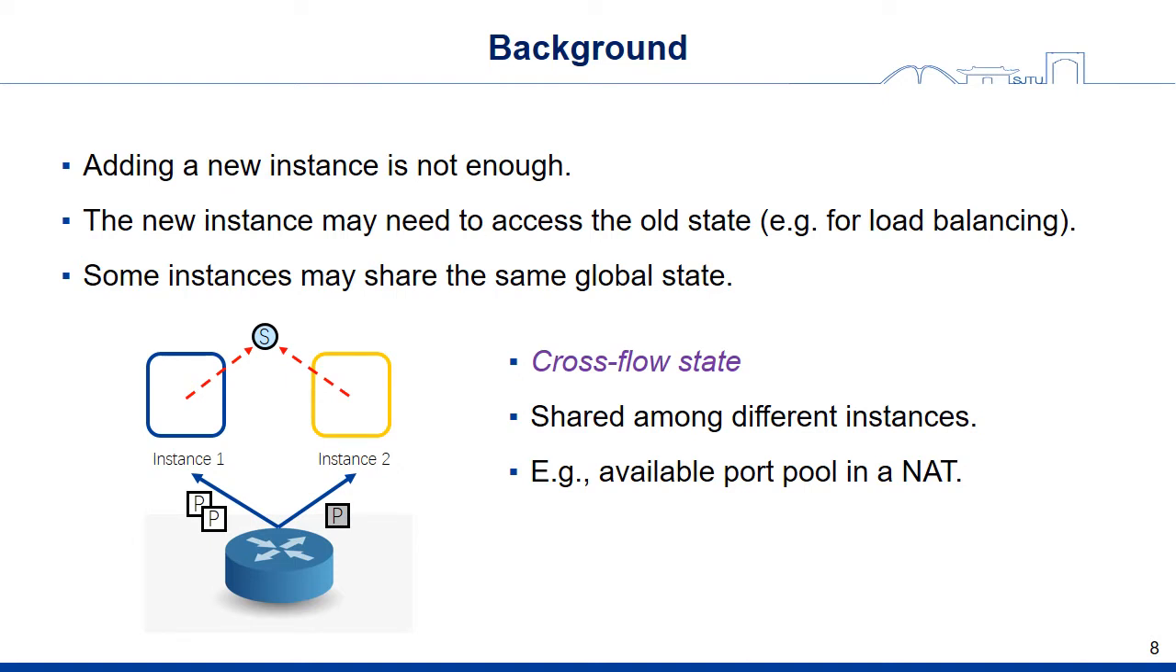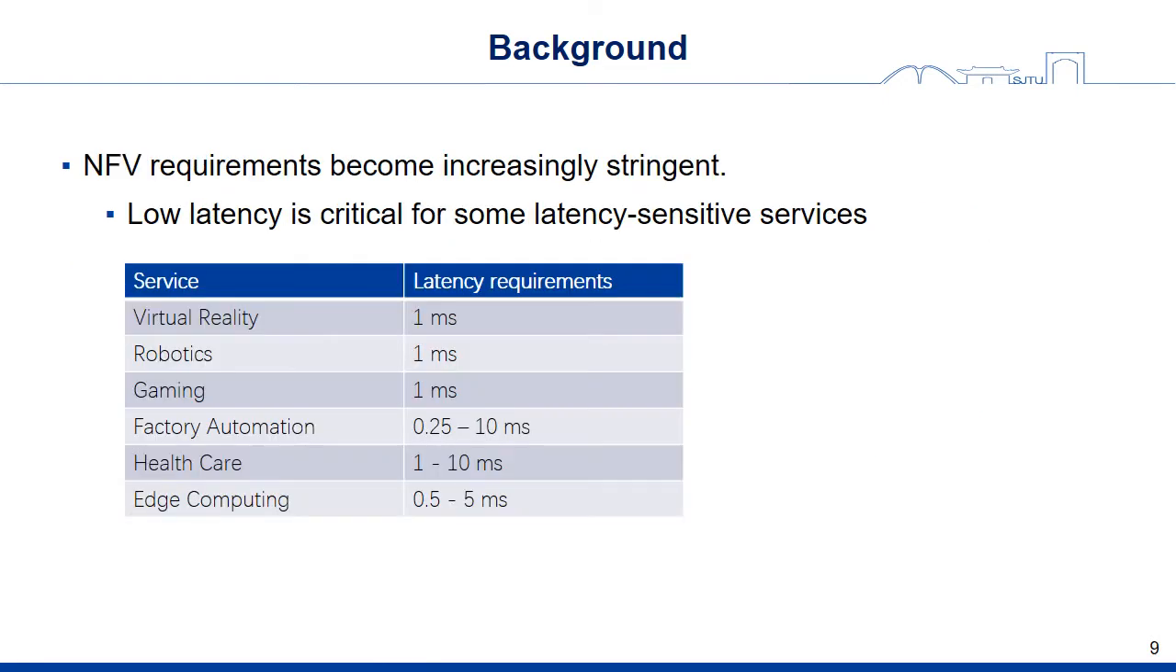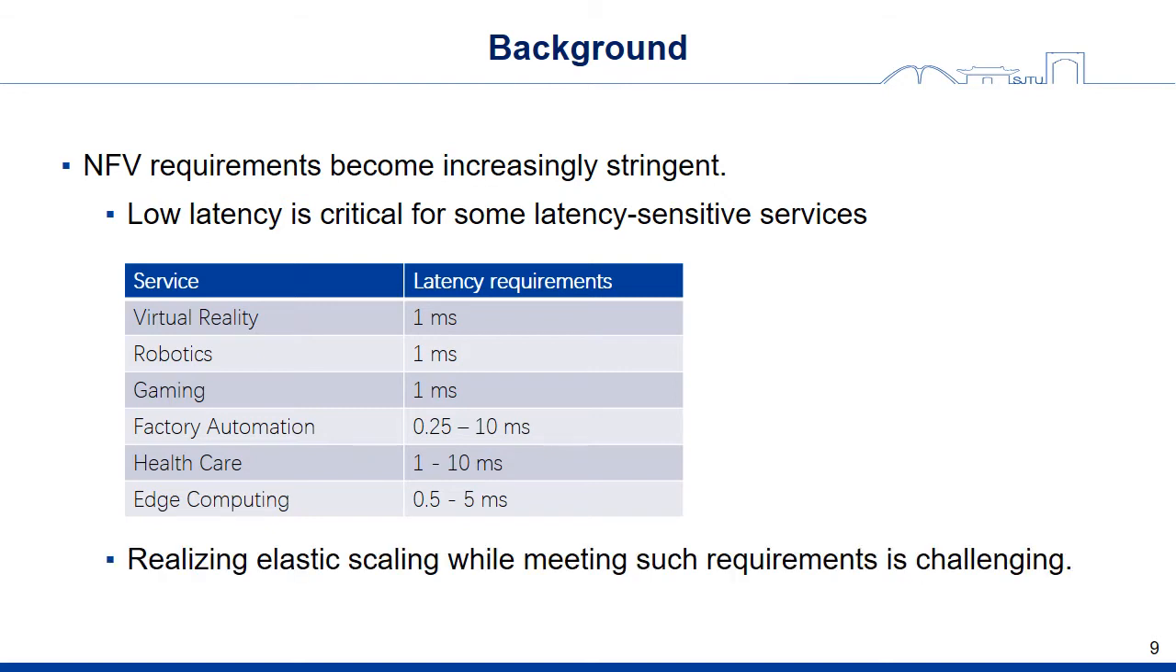To realize elastic scaling of stateful NFs, the two types of state must be managed properly. In other words, NFs must be able to access the required state correctly during and after the scaling event. But the performance requirements of some services are increasingly stringent. This table lists several types of services and their latency requirements. We can see that many of them require a latency below 1 millisecond. The latency is critical for the quality of some services. It is very challenging to realize elastic scaling while meeting such low latency requirements.